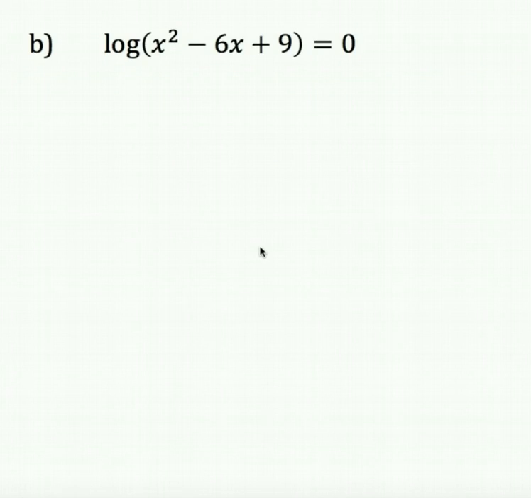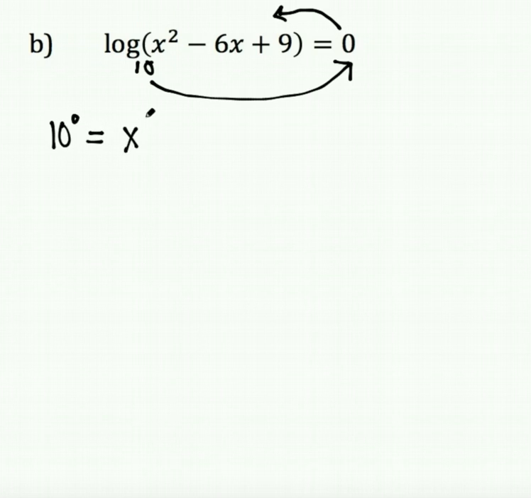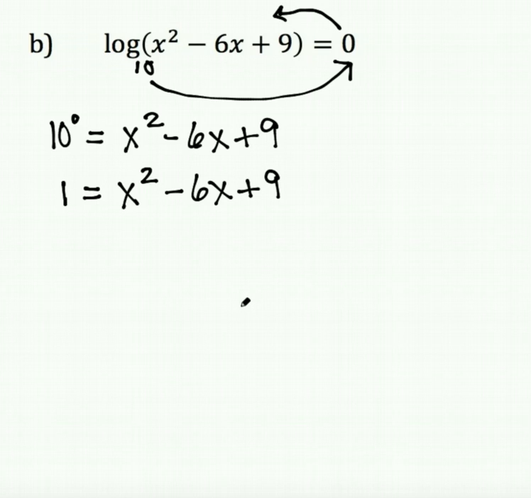Solve log of x squared minus 6x plus 9 equals 0. Again, if no base is written, we know that it's a 10. So I'm going to do my loop to rewrite this. I'm going to rewrite it as 10 to the 0 power is equal to x squared minus 6x plus 9. Now I need to solve this. 10 to the 0 power, well, anything to the 0 power is 1. So now I have 1 equals x squared minus 6x plus 9.